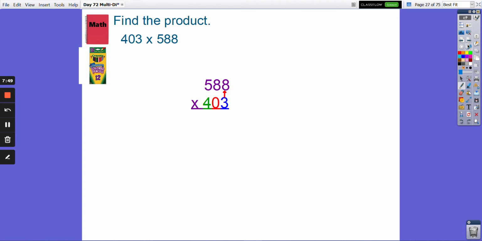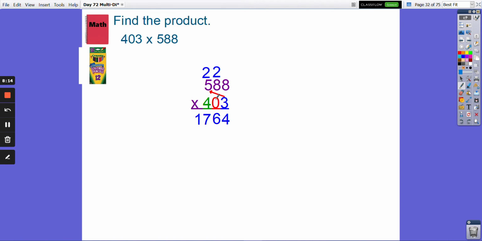3 times 8 gives me 24. Write the 2 on top and the 4 on the bottom. Then we move on to 3 times 8. 3 times 8 is 24, plus that 2 gives me 26. Write the 2 on top, the 6 on the bottom. 3 times 5 is next. We're going to the next place value. 3 times 5 is 15, plus the 2 on the top gives me 17.